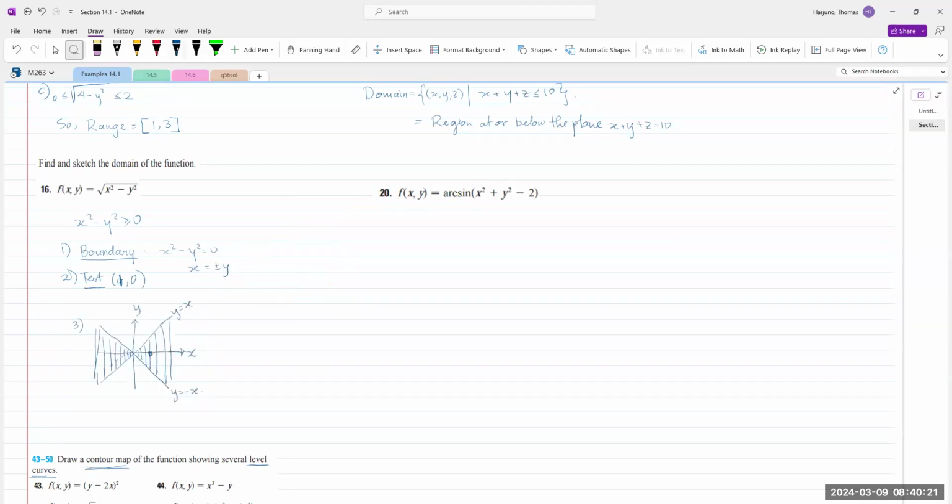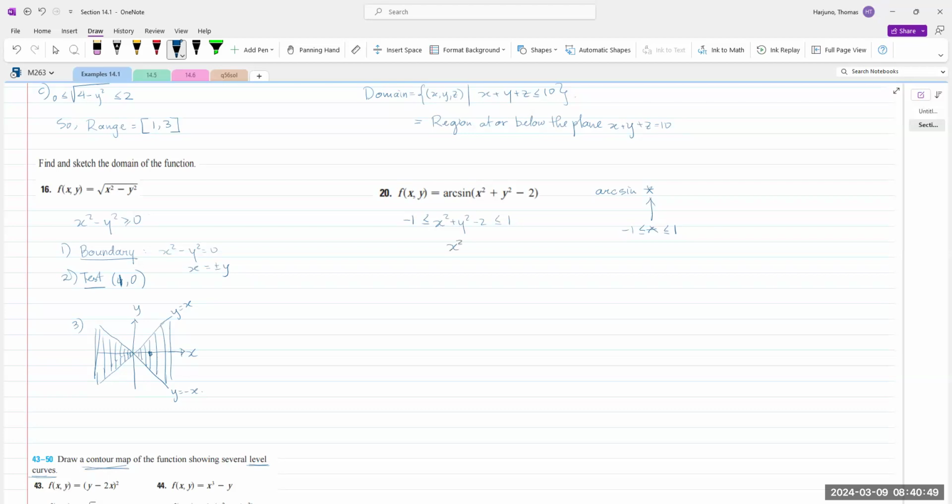Okay, and then number 20, find the domain of this arc sine. Now, the domain for arc sine is that the argument has to be between -1 and 1, right? In other words, we have x squared plus y squared minus 2 has to be less than or equal to 1 and greater than or equal to -1.